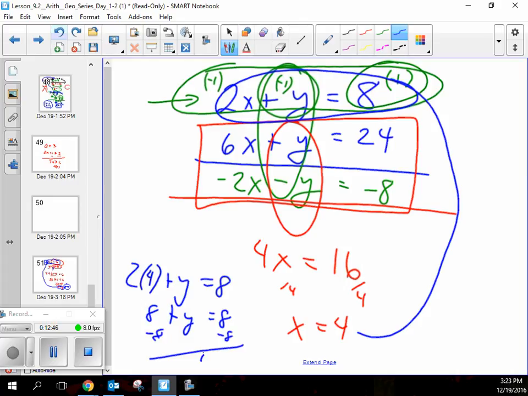And y equals 0. And can you tell if I'm done or not? Well, I've got an x equals and I've got a y equals, so I am done. My answer is 4, 0, where x equals 4 and y equals 0. There's an example of elimination. That's the toughest stuff that we've done so far.